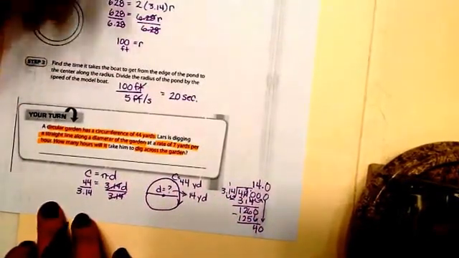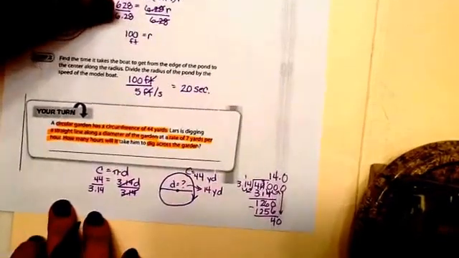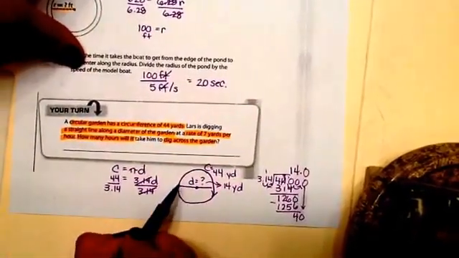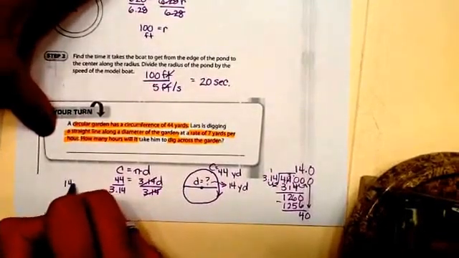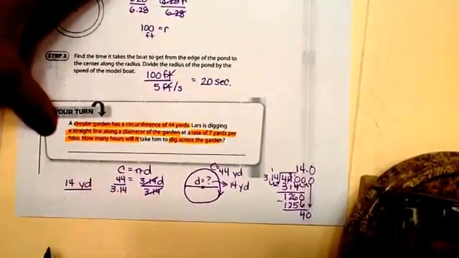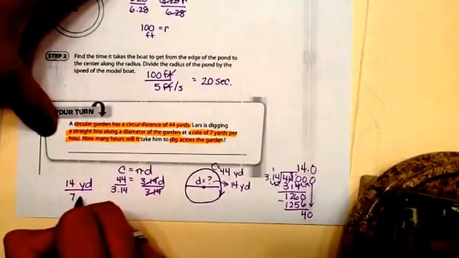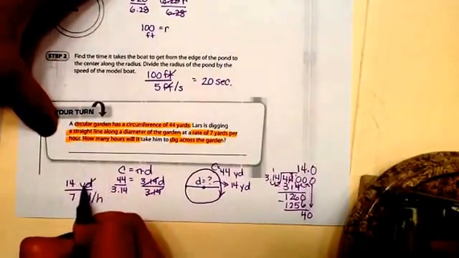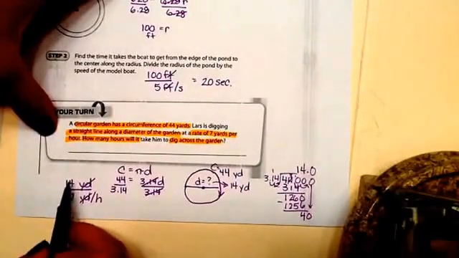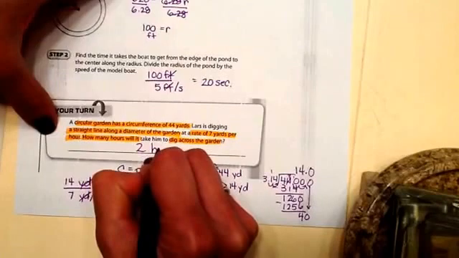But again, that's not the answer to our question. It was asking us how long is it going to take to dig all the way across the garden. So we're going to take our answer, the 14 yards, and divide it by our rate of speed, which is 7 yards per hour this time. So the yards are going to cancel out, and 14 divided by 7 is 2 hours.